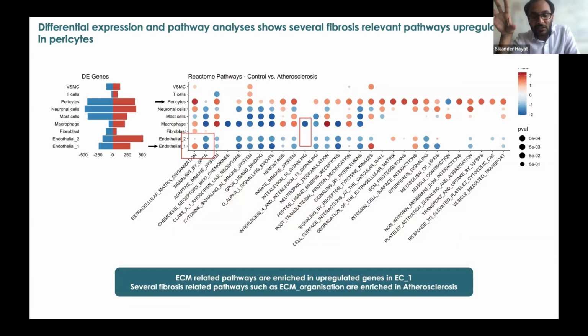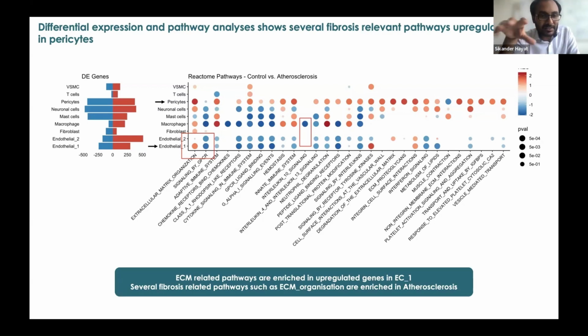And on the right-hand side, we give you a summary of some of the top hits of pathways that we found to be differentially regulated in control versus atherosclerosis, which is shown by the colors red and blue. If it's red, it's more prevalent in atherosclerosis. If it's blue, it had more of an atheroprotective flavor, like the interleukin-10 signaling that we found in macrophages, shown in blue here.